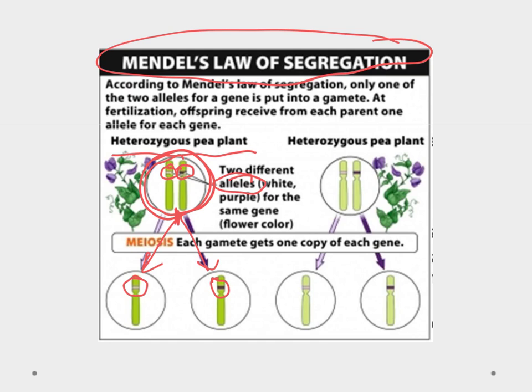Okay, and that's important. As you recall, through meiosis, we send half of the data. So if I got one from mom and one from dad, when we make the gametes, we're either going to see mom's passed on or dad's passed on.